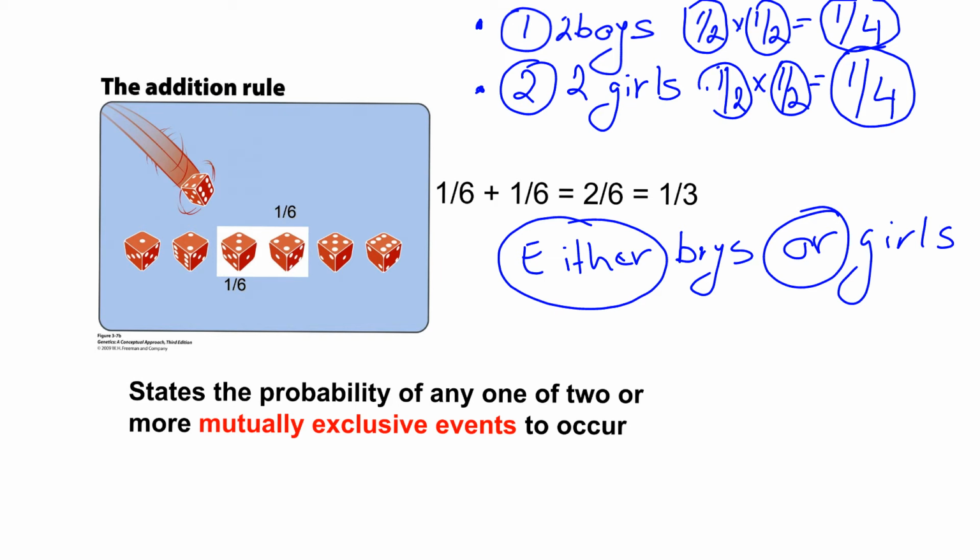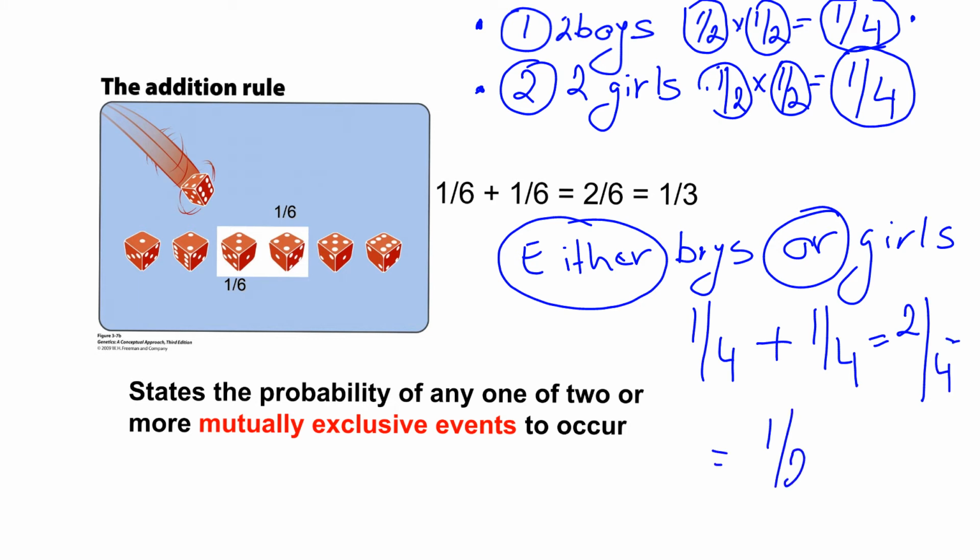So what you do in this case, you add together probability of having two children boys and you add probability to have two children girls, and you will end up in 2 quarters, which equals 1/2. Okay, so the probability to have two children of the same sex is 50%. So keep in mind, I repeat again, magic word for addition rules to apply it is either or.